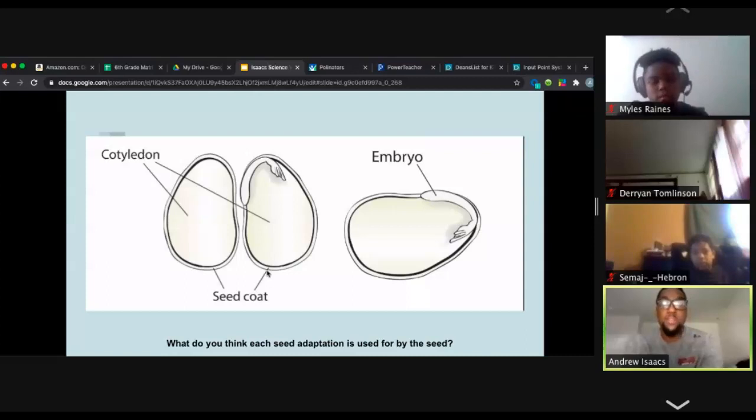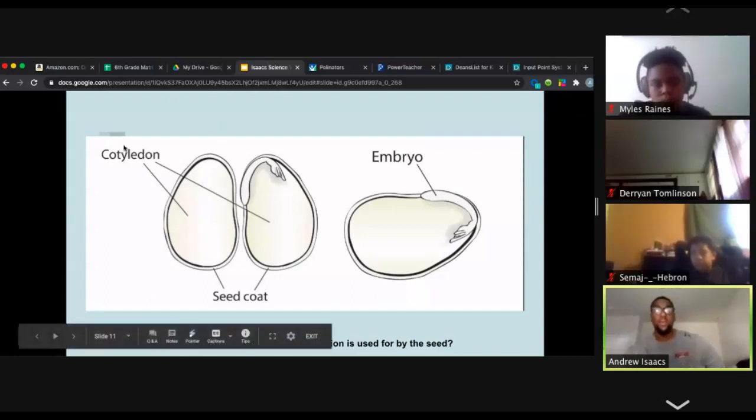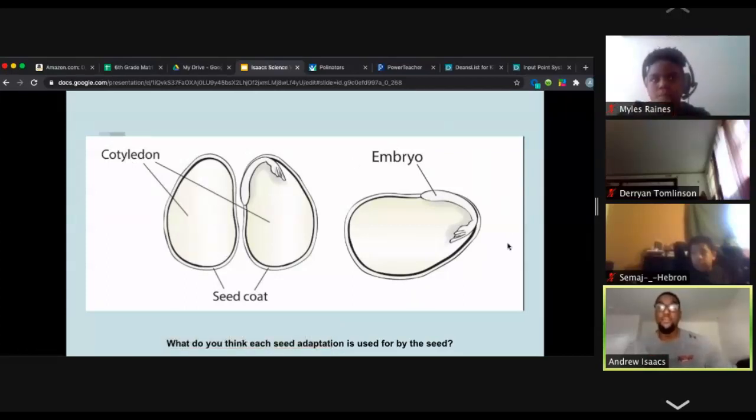If we remember the stuff from cells, go ahead and type in the chat, what do you think the function of these different parts of the seed are? We have the seed coat that's on the outside. We have the cotyledon that's on the inside. That looks very similar to me, like the mitochondria. And then we also have the embryo that's right here, which kind of reminds me of the nucleus.